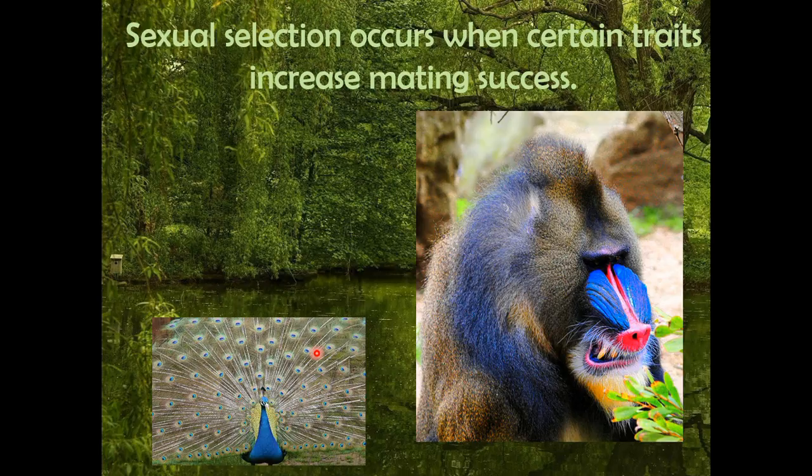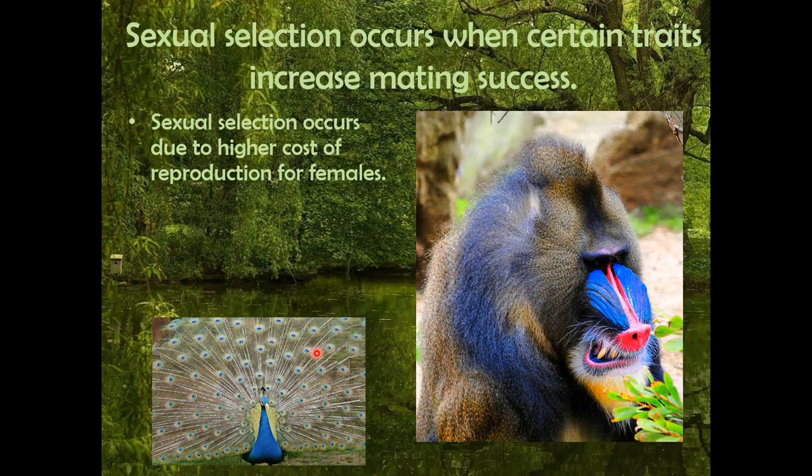One type of natural selection is called sexual selection, and that's when a certain trait increases mating success. This occurs because males have a much lower cost of reproduction than females. Females have a high cost of reproduction because eggs are very expensive to produce and they produce a limited number of them. Males can produce lots and lots of sperm in a short period of time, and they don't have any limits as to how much or what areas in their lifetime they're able to produce it.